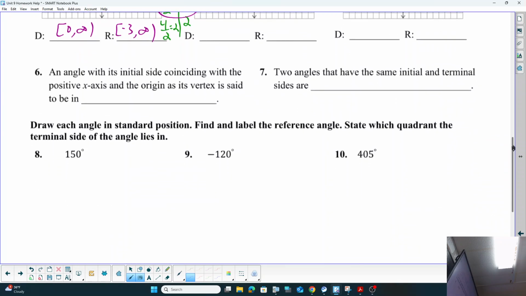Okay, so then, ooh, this is a good one. I'm glad you're watching my video to get some help with this part. An angle with its initial side coinciding with the positive x-axis and the origin as its vertex is said to be in, do you remember? That's said to be in standard form or standard position.